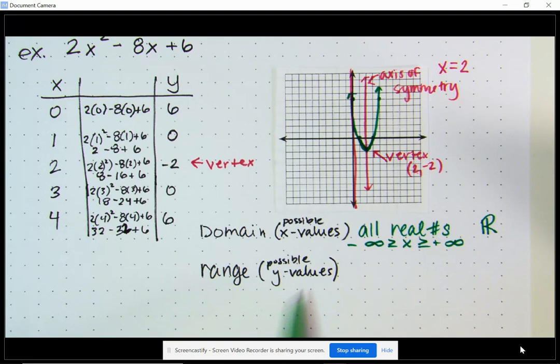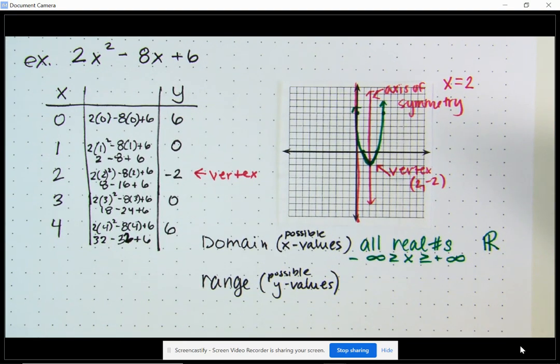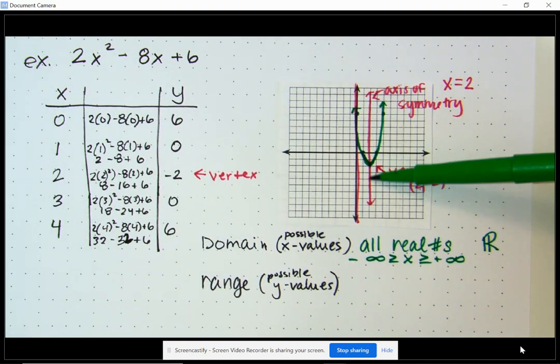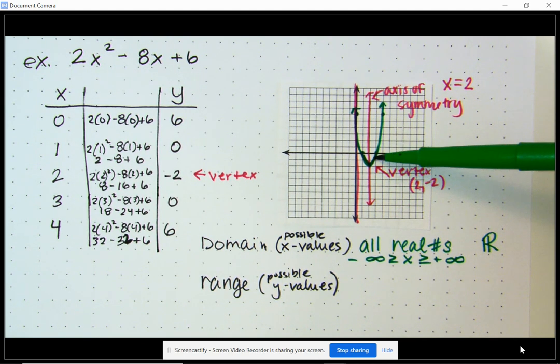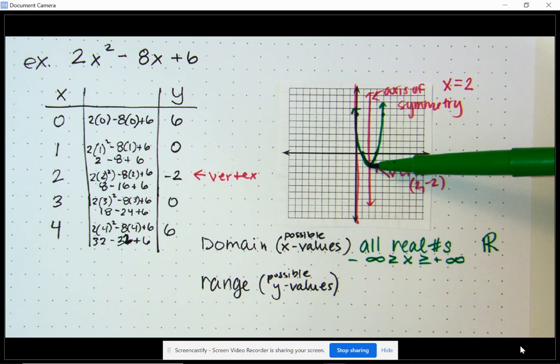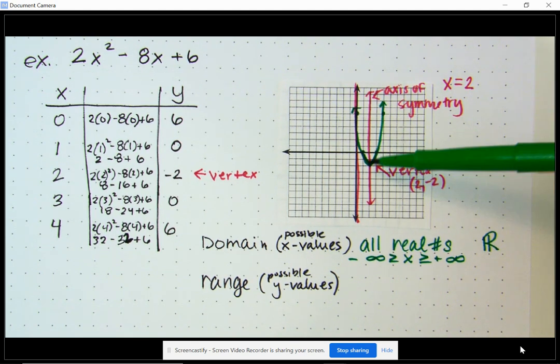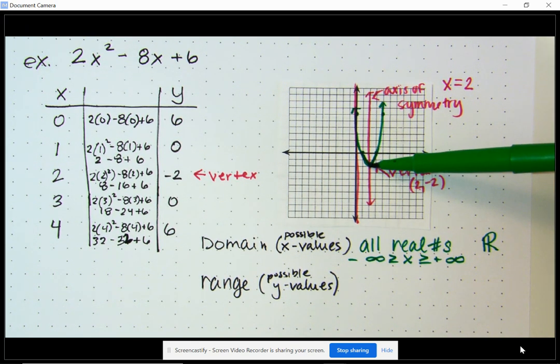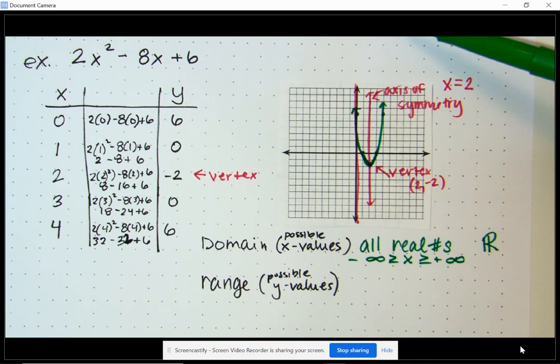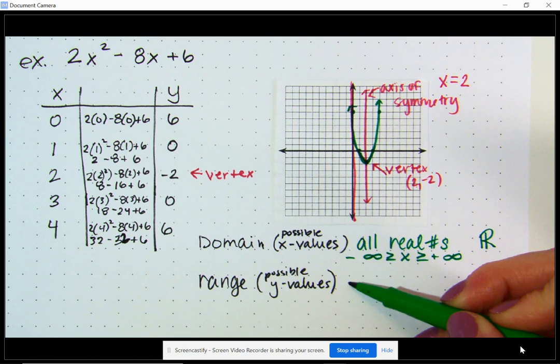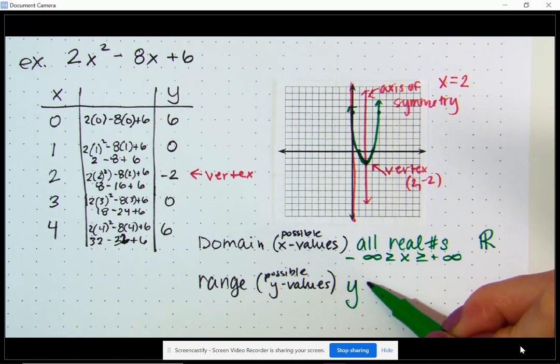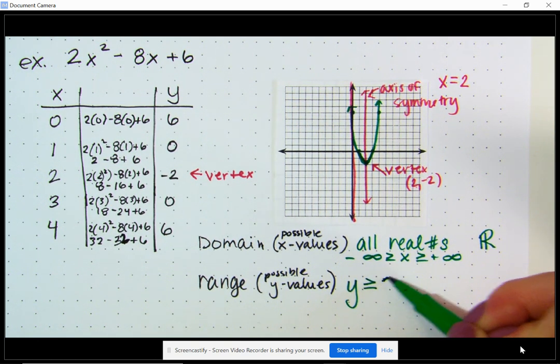Now the range are the possible y values, and if we look at our graph, I can't have any y's down here below the vertex because my y values are above this vertex point. So my y values can include -2 here, and they can also include every other y above it. So my range is going to be when y is greater than or equal to -2.